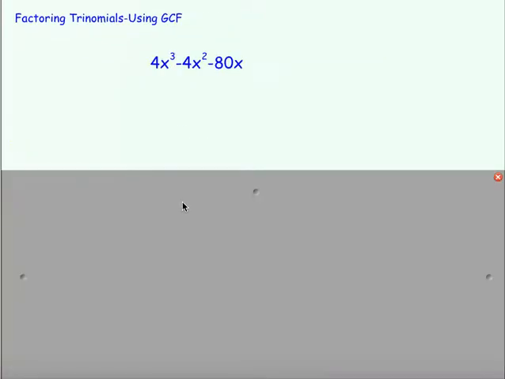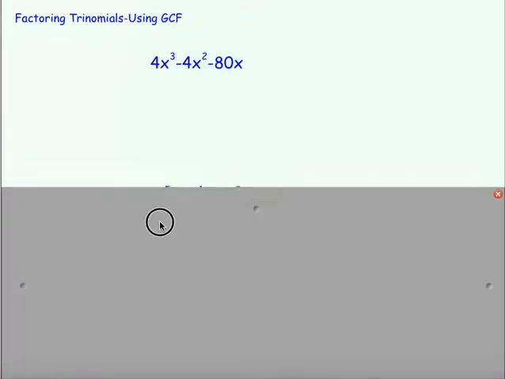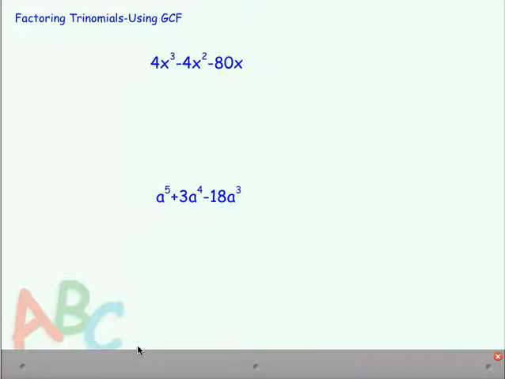All right, next example here, let's try it again. 4x cubed minus 4x squared minus 80x. It looks like we have a 4 in common in the coefficients and an x in common with the variables. So we factor that out and we get an x squared minus x and then minus 20.